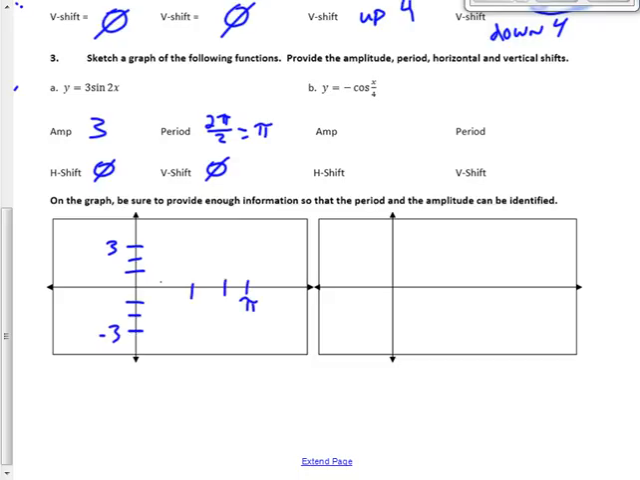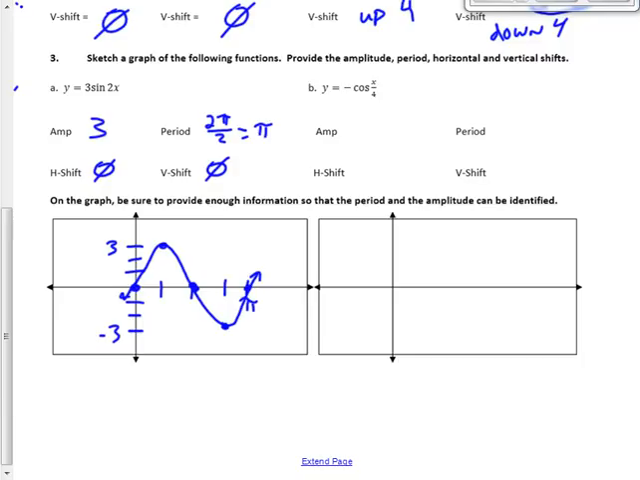Goes out to pi. I've got my midpoints here. Starts at 0. It's a sine graph, so it starts at the bottom, goes up to the top of the amplitude, comes back, goes to the bottom of the amplitude, comes back. And I'm fine with you drawing in one period of this graph. But enough information needs to be shown that I can identify the period and the amplitude.